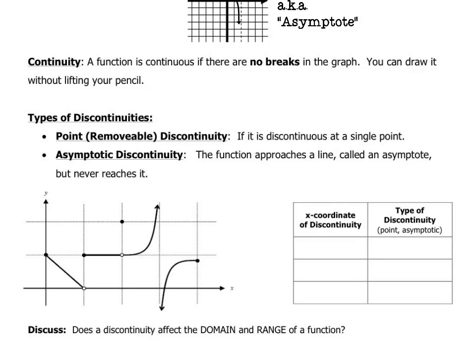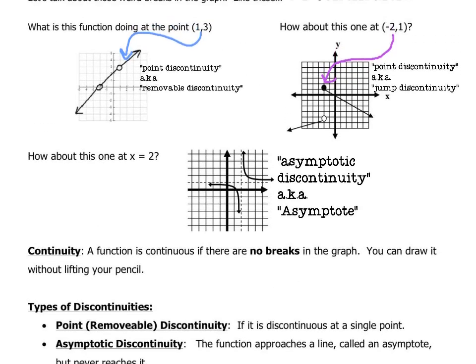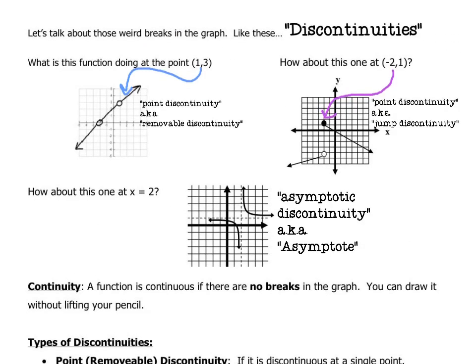Sometimes we refer to a function as being continuous, and this happens if there are no breaks in the graph. So the functions up above here, these are not continuous functions. All three of these examples have breaks in the action. If you can draw a function without lifting your pencil up at all, then that graph is continuous. All three of these examples up at the top are not continuous graphs.